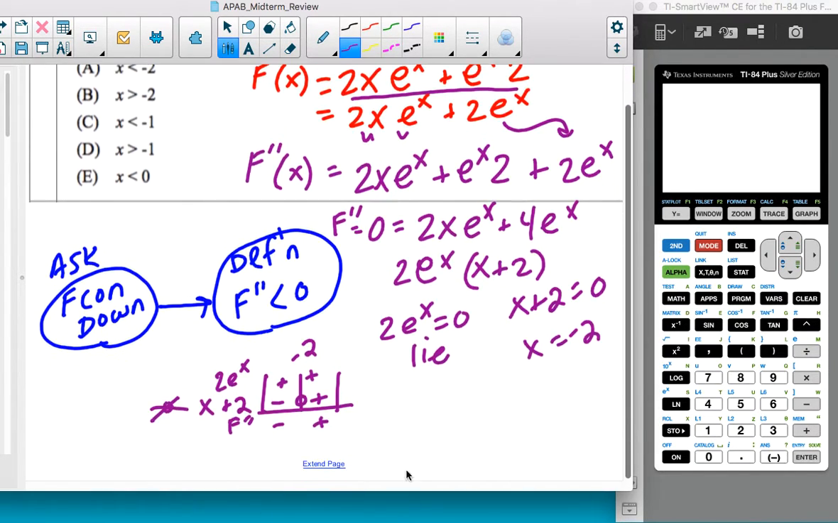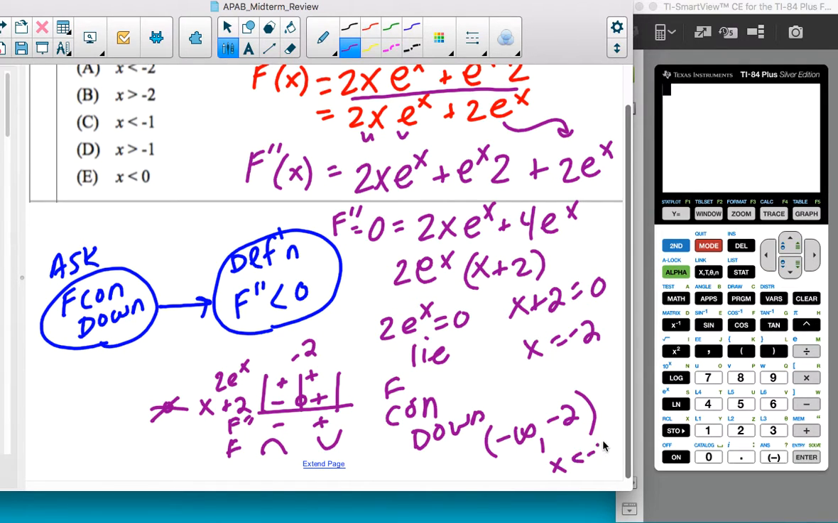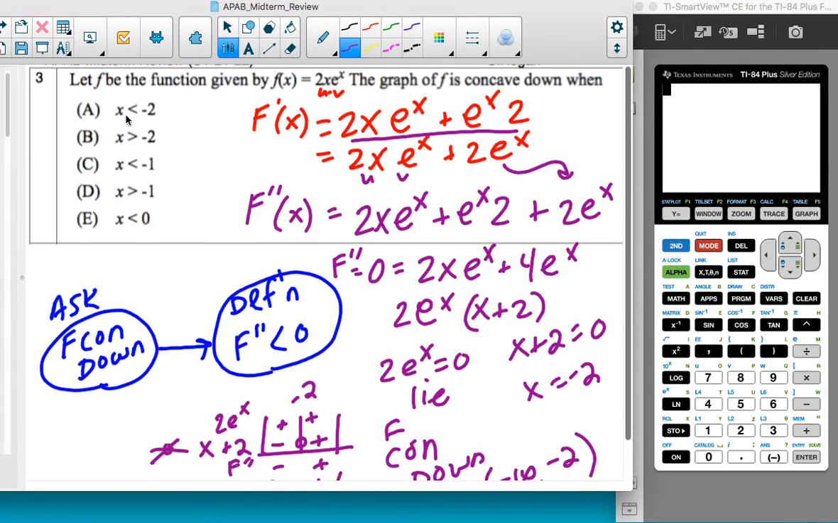And so if we just extend down here a little bit, that means my f is concave down and then concave up. So I'm looking for concave down, specifically f, right? f is concave down on the interval from negative infinity to negative 2, or x is less than negative 2. I go back up and I realize that that's A.